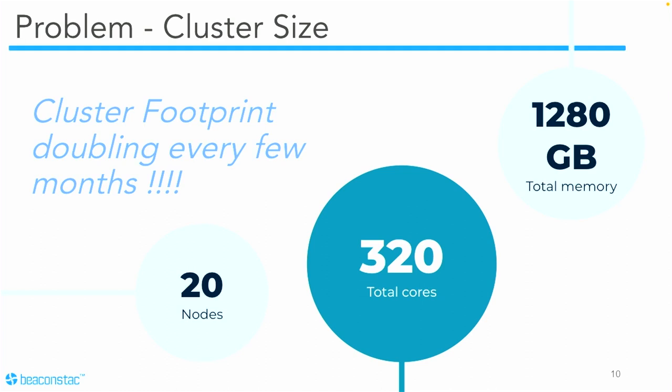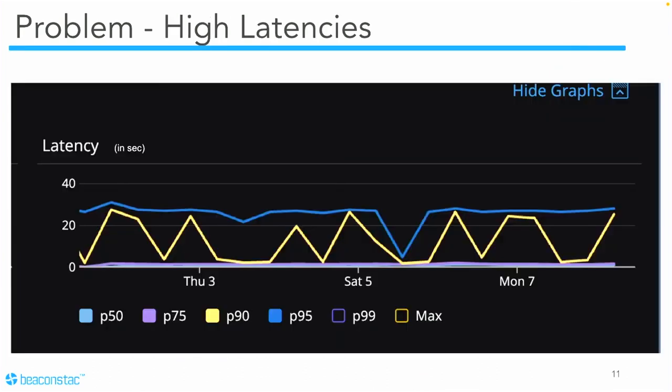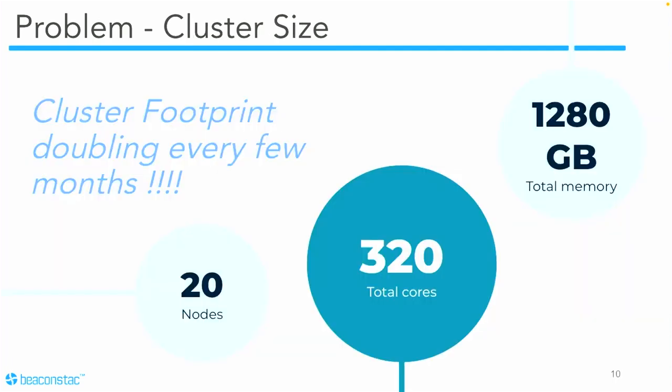Before we migrated to Pinot, we were running 20 nodes in a very vertically scaled system, with 320 cores overall and almost a terabyte of memory. That was the cluster size, and even with that cluster size, we were seeing huge latency on queries.